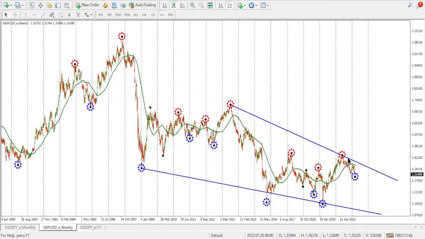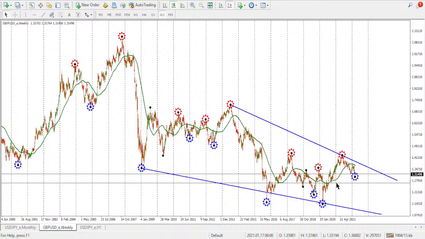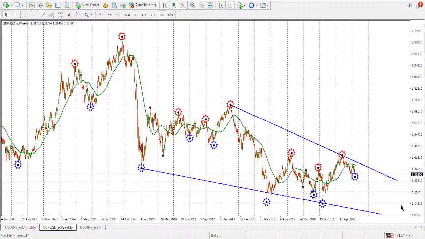So technically, we are sellers, and we do expect price to pull back to this point or this trend line here, so that we pick a sell position with our target fixed at this price here. And then the next target is this one here.